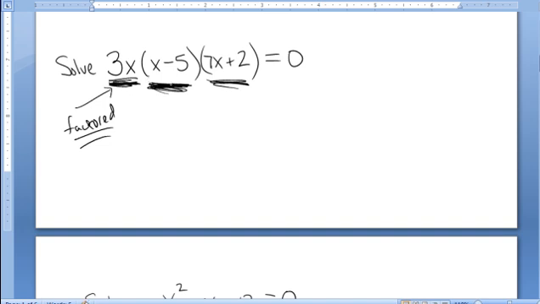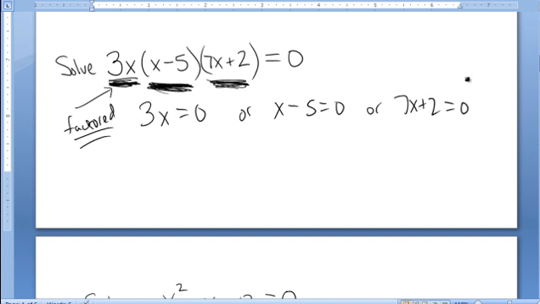And if I have these three expressions multiplied together and the product is 0, it must be the case that either 3x equals 0 or x minus 5 equals 0 or 7x plus 2 equals 0, according to the zero product property. It could be all of them are 0, one of them is 0, or just two of them are 0. But the solutions to the equation would be any x values that make the left side equal 0.